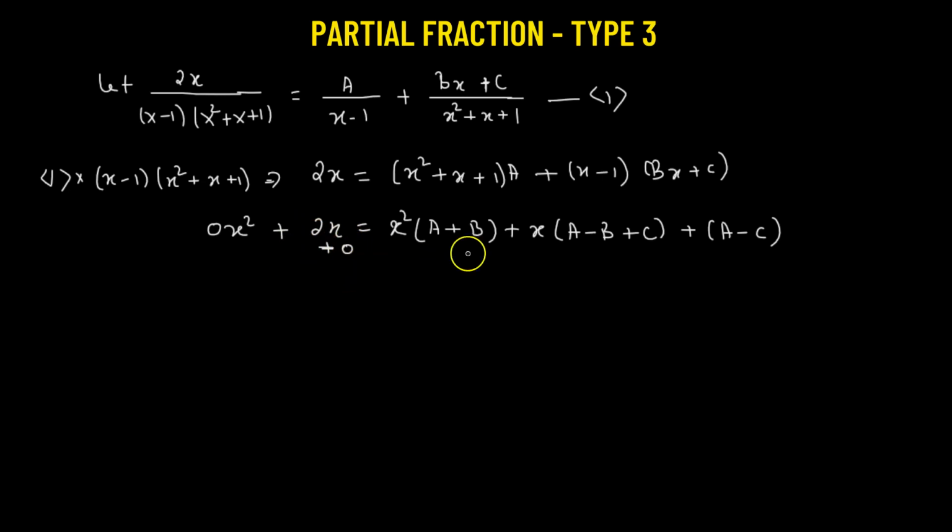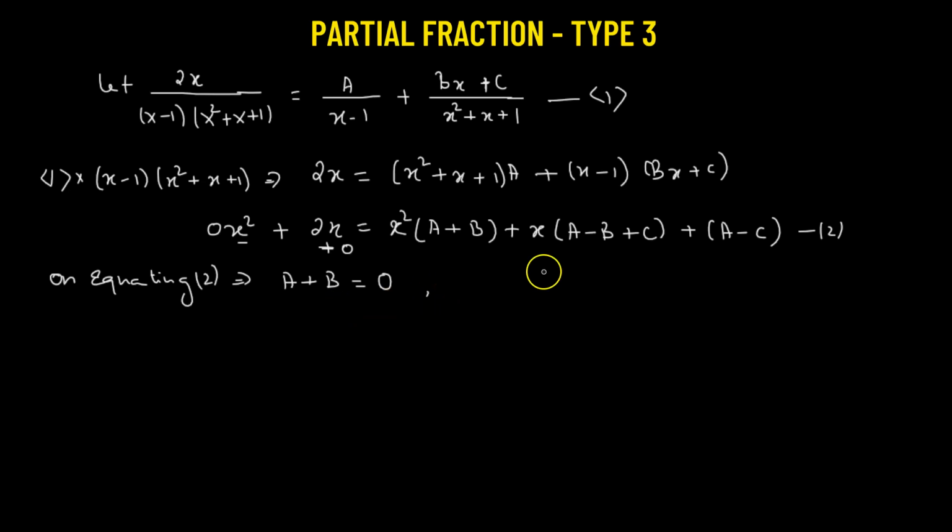Now immediately we can equate both sides. Let's label this as number 2. On equating in equation number 2, that's going to give us a few equations. a plus b, which is the coefficient of x squared on the right hand side, will be equal to the coefficient of x squared on the left hand side. That's simply 0. So we get the first equation, a plus b equals 0.